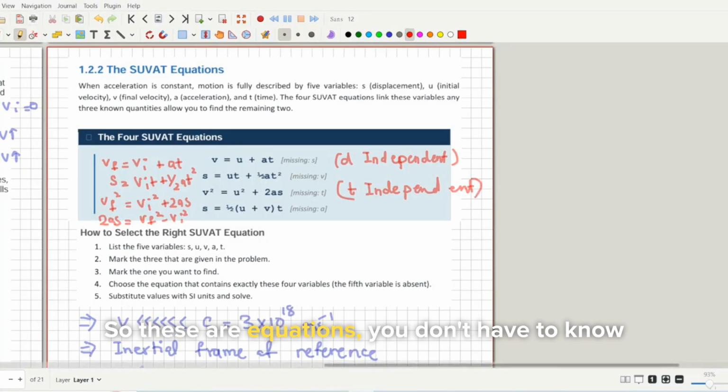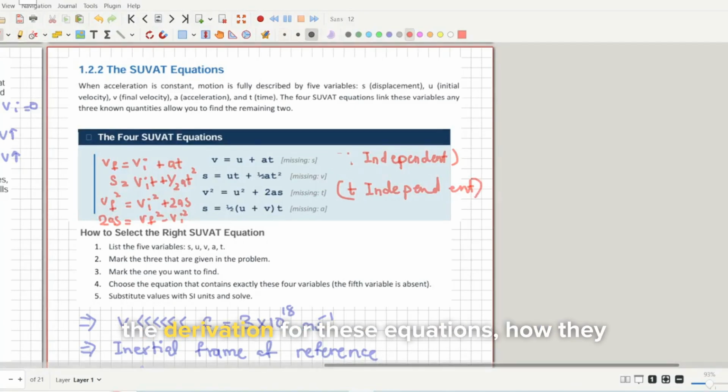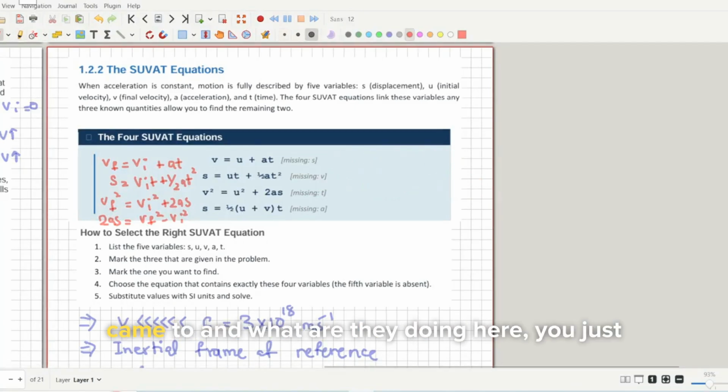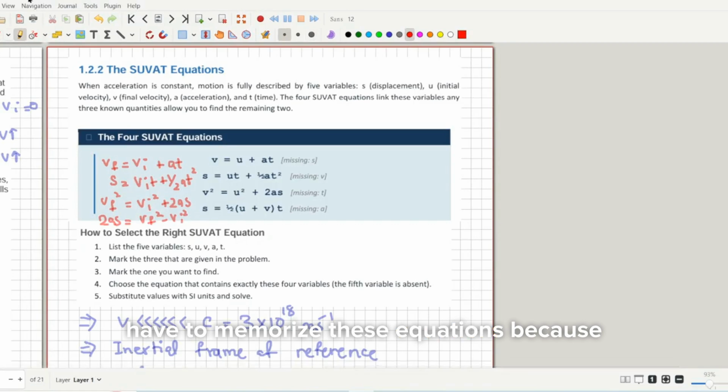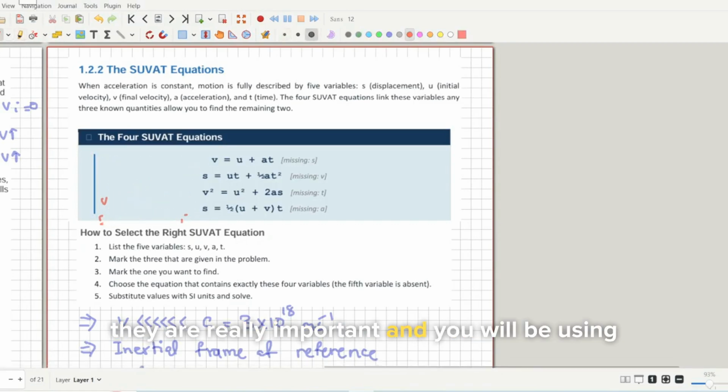So these are the equations. You don't have to know the derivation for these equations, how they came about. You just have to memorize these equations because they are really important and you will be using them a lot.